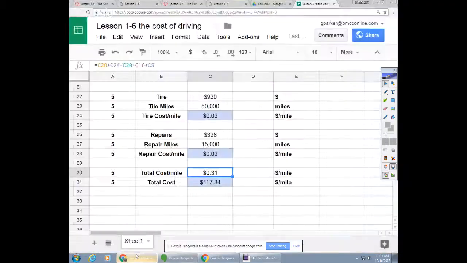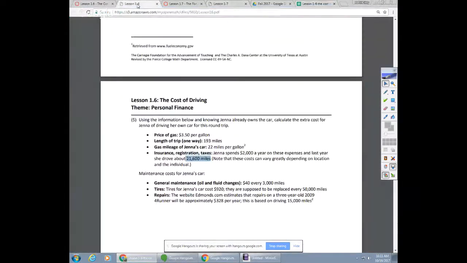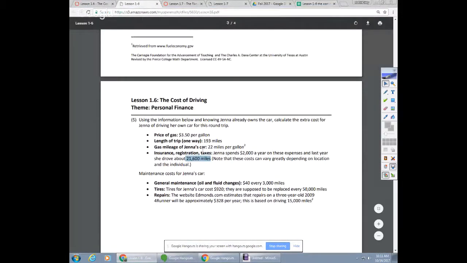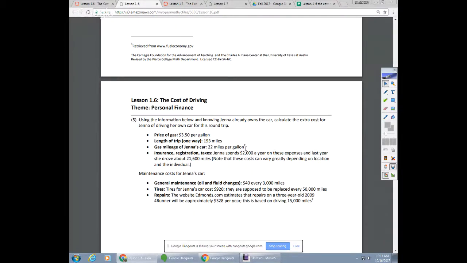So we are looking at lesson 1.6, and I'm just reviewing the information we have right here. Based on the cost of gasoline and the mileage for her car, we can figure out how much gas costs per mile. And then we have to factor in the cost and average miles for each of these other figures here. So I put all of those figures into my spreadsheet.